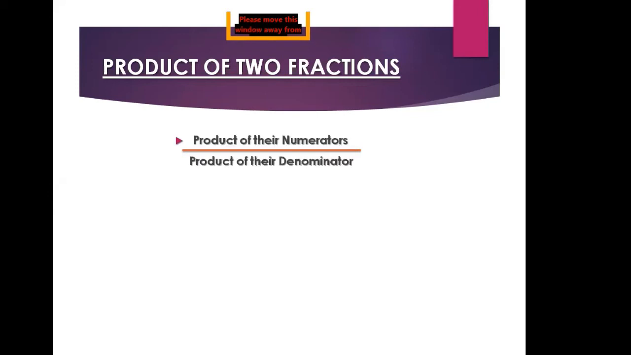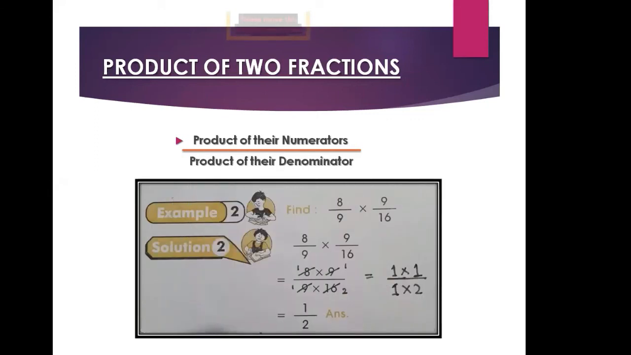Here is a formula. We can say that it is a very easy way to understand the product of two fractions: the product of their numerators and the product of their denominators. Simple. As I have told you in the previous example, multiply numerator with the numerator and denominator with the denominator. Check this example. 8 over 9 multiplied by 9 over 16.